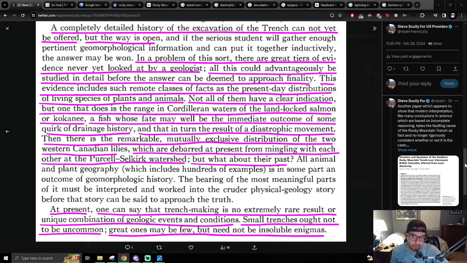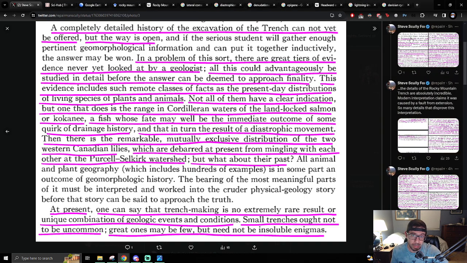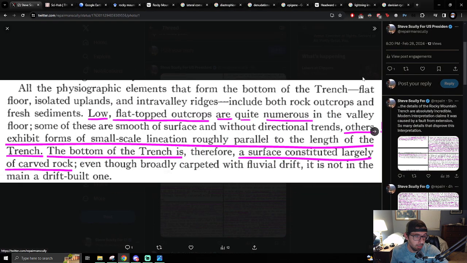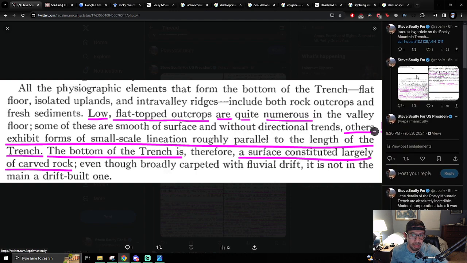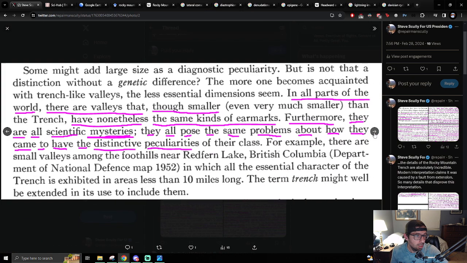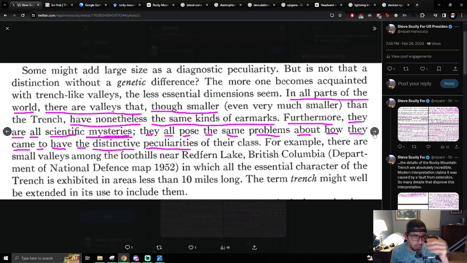And it's worth going back again to, I believe it was maybe here. Very early. Oh, maybe here. Wherever they said trenches in all parts of the world, there are valleys that, though smaller, have nonetheless the same kinds of earmarks. Global flood.